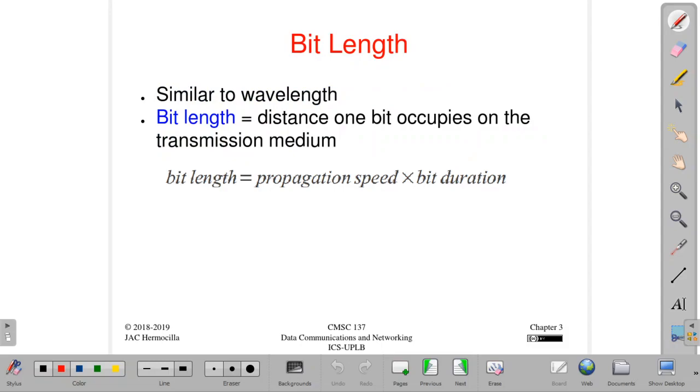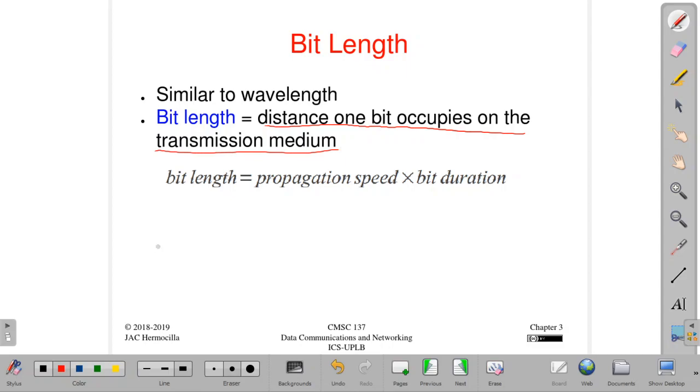We also define bit length. In the analog signal, we have wavelength. You can recall the formula in the previous video. In digital signal, bit length is the distance 1 bit occupies on the transmission medium.